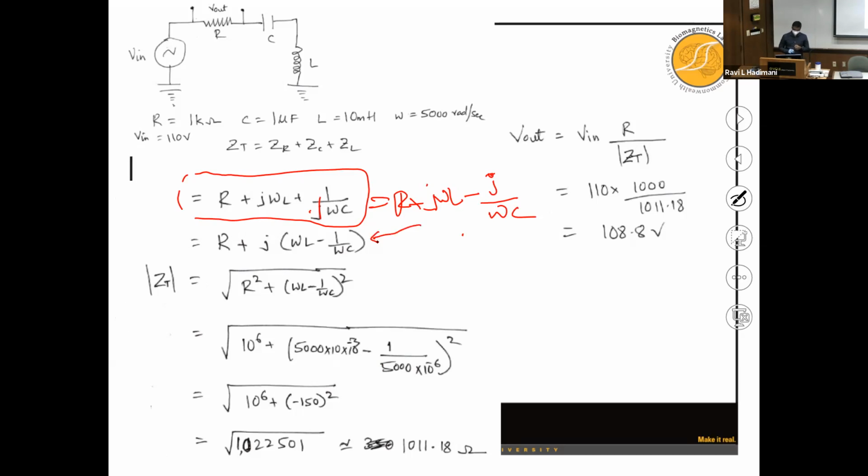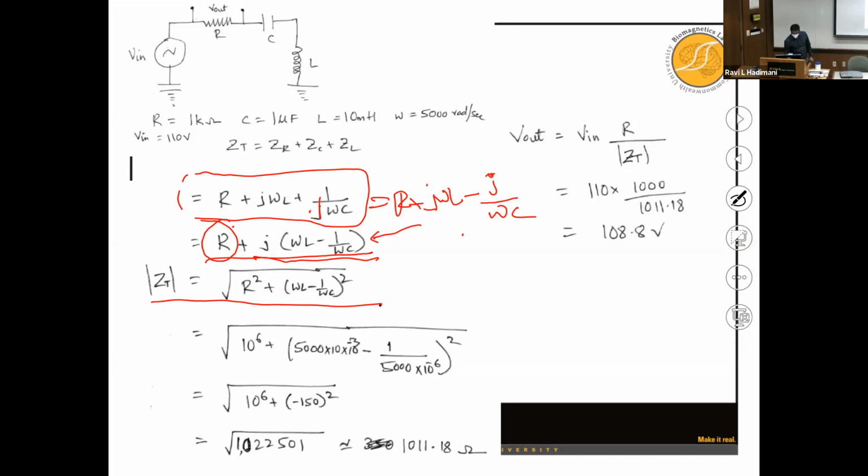Now you can simplify, take j out. So now you have a real part and an imaginary part, so you have a complex number. Now you can take the magnitude of the total impedance, which equals the square root of the square of the real part plus the square of the imaginary part. So you take the whole square root of the sum of the squares, and this is your equation.